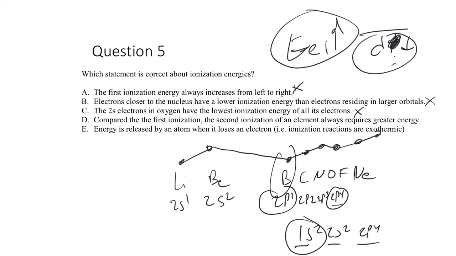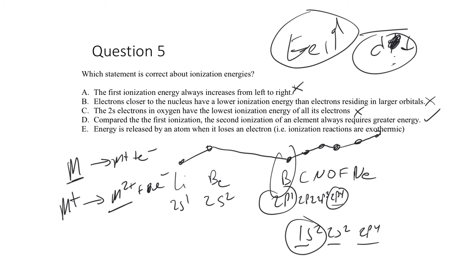Compared to the first ionization energy, the second ionization energy of an element always requires greater energy. This is true. So if you let any element M go to M plus an electron, that takes however much energy, and M plus losing a second electron will always take more energy than the first. So M losing an electron requires however much energy, call this I1. Call the second step I2. I2 for every element is greater than I1. And the reason why is twofold.